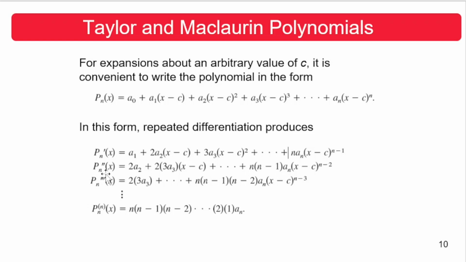Then the second derivative of the nth degree polynomial p sub n of x is 2a sub 2 plus 2 times 3a sub 3 times x minus c, and so on and so forth, up to plus n times n minus 1 times a sub n times x minus c quantity raised to n minus 2. And so on and so forth up to the nth derivative of p sub n of x, which is equal to n times n minus 1 times n minus 2 and so on up to 2 times 1 times a sub n.